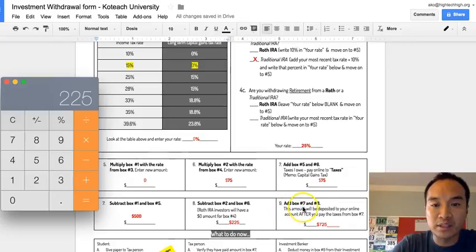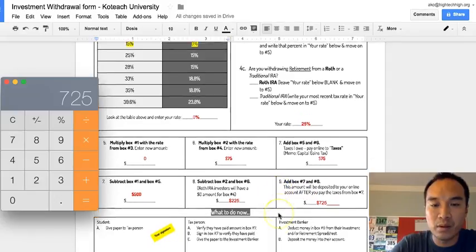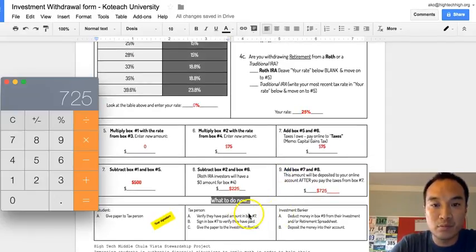You're going to add box 7 and 8. So box 7 is 500. And box 8 is 225. 725 is right there. And they're done. So we pretty much checked to see if they made the calculations correctly. The student will give this paper to you. And then as a tax person, you're going to verify that they have paid the amount in box 7.